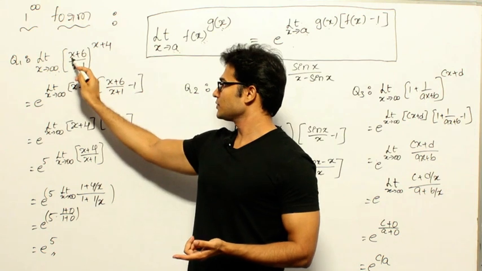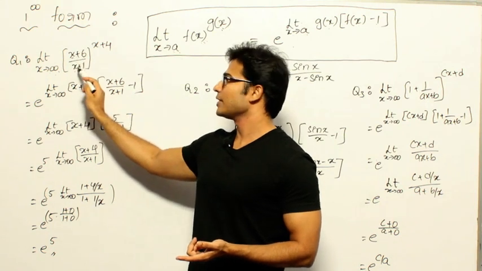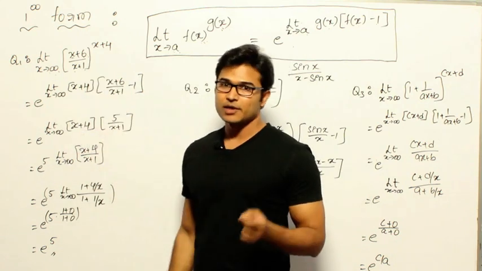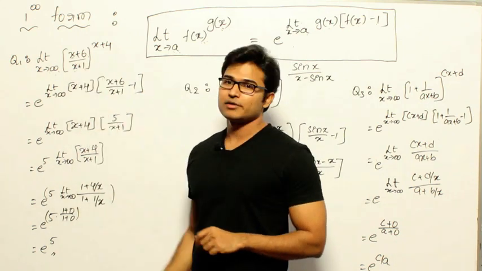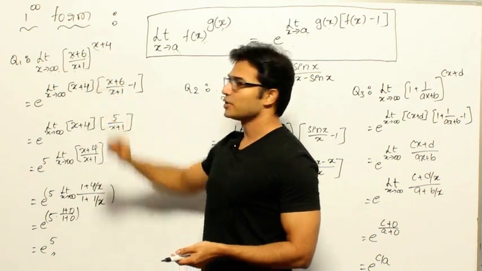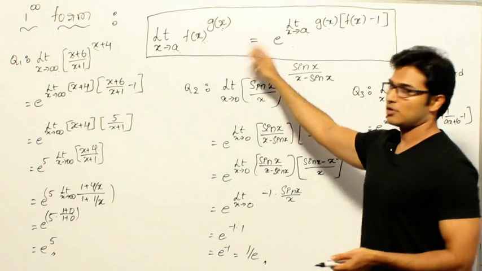You pull out x as common, and I am going to get 1 plus 6 by x over 1 plus 1 by x. Now 6 by x and 1 by x will become zeros, therefore you are going to get 1 here. And what about the exponent? You are going to get infinity. So I got the 1 power infinity form. Now I am going to use this formula, right?